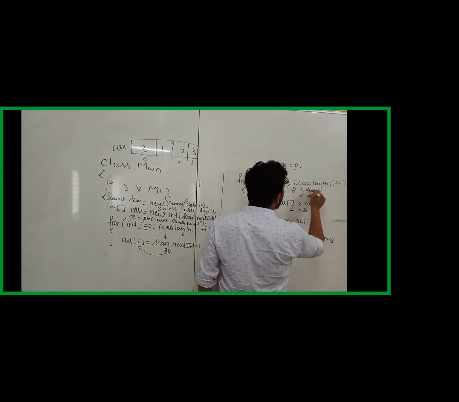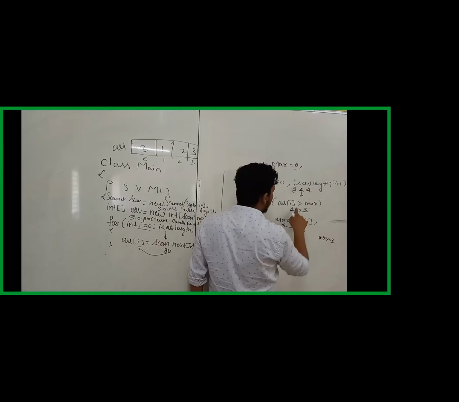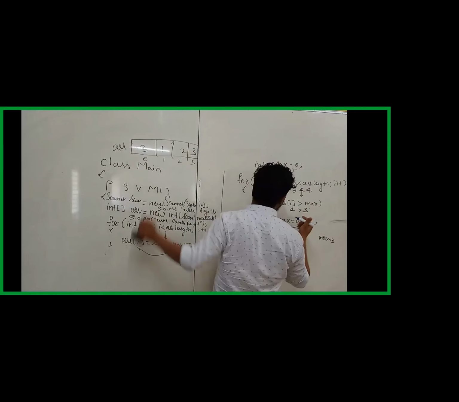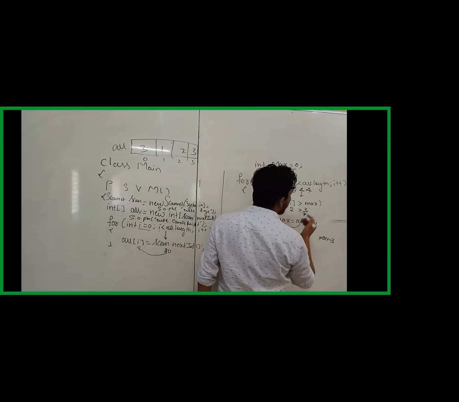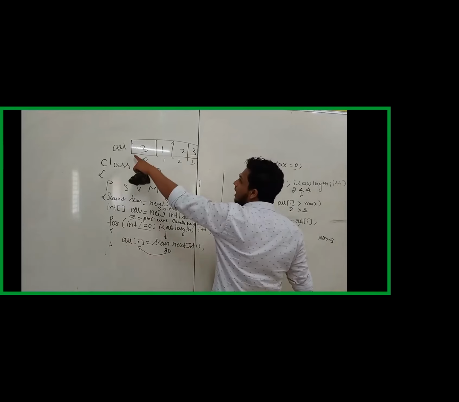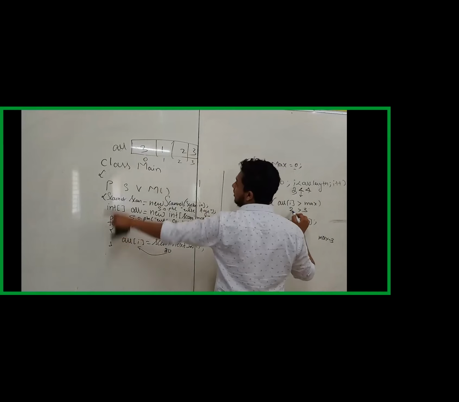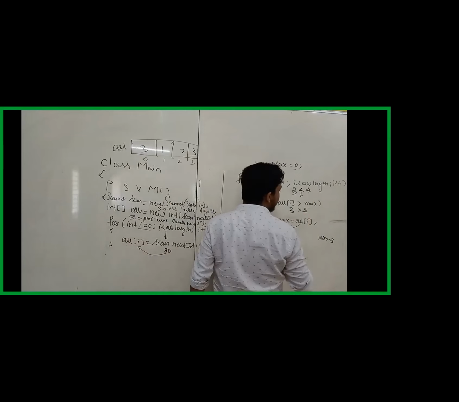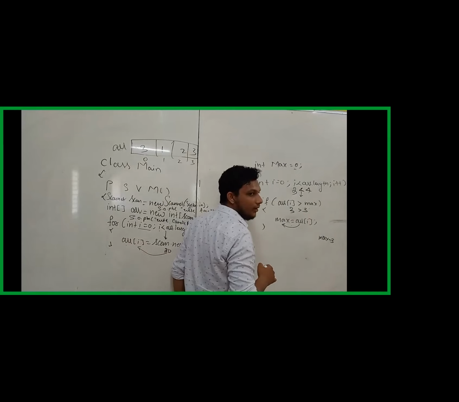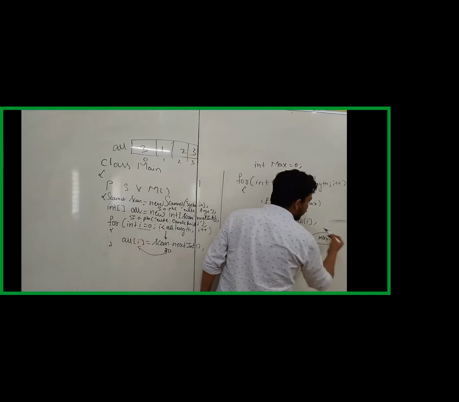Is 2 less than the length? True, it will come here. The arr of 2 is 2. Now tell me, is 2 greater than 3? No, it will not go inside. The i value will increment and become 3. arr of 3 is 3. But is 3 greater than 3? No, so it will not go inside. So the maximum value is 3. You found it.